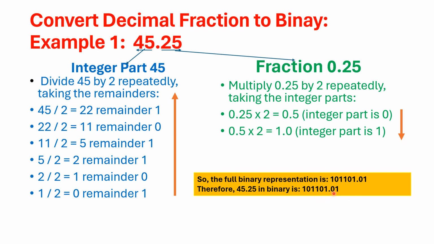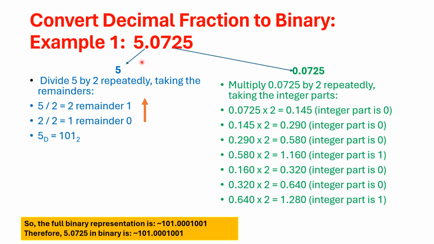Now we combine both parts, the integer part and the fraction part. So our conversion of 45.25 in binary can be written as 101101.01. It is the required conversion of 45.25 into a binary number.